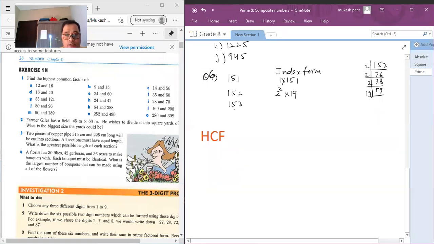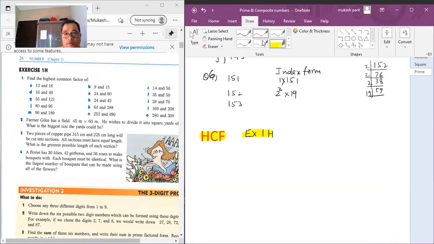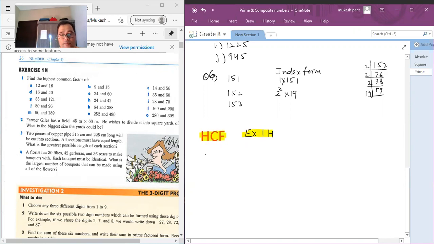This is exercise 1H. Okay. So for example, this is question number 1A. We have to find out the HCF, highest common factor, of 12 and 16. So you have two methods.